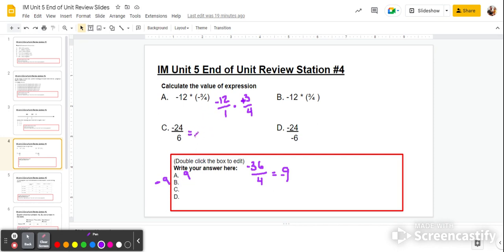C, negative 24 divided by 6. One negative means negative. 24 divided by 6 is 4. So C is negative 4. And then lastly, two negatives. This is a positive 4. You don't have to write the positive part, just the number 4. First one was positive 9. Second one was negative 9, negative 4, positive 4. We're moving on.